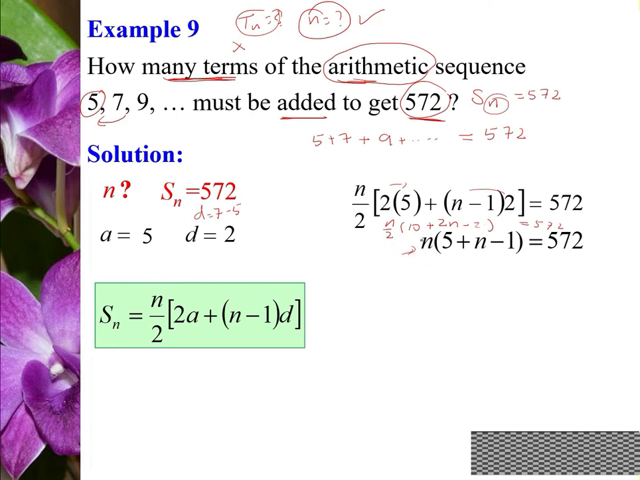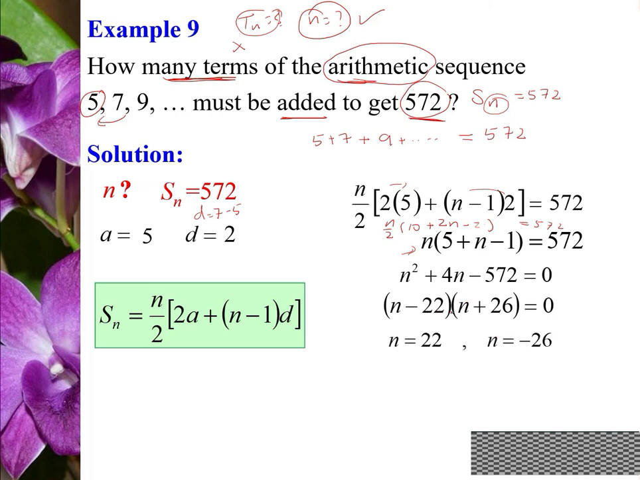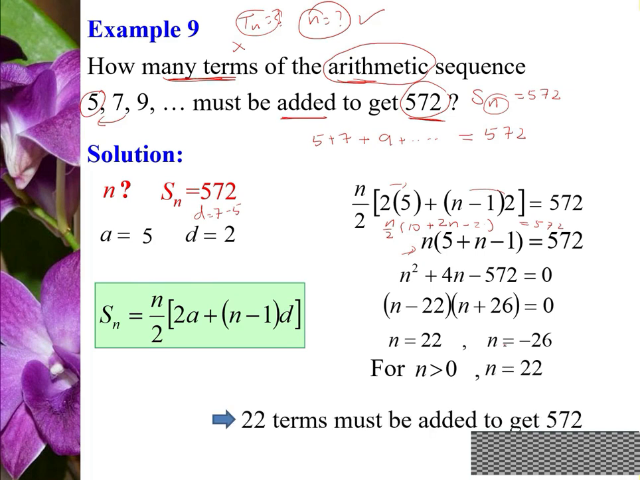Next, just expand and you get the quadratic equation. Move 572 to the left and factorize. You get 22 and negative 26 for the n. Well, what is n? n is the number of terms. Is it logical to have a negative number of terms? Well, no. So that's why we only take the positive number of terms. So n is equal to 22. And that's your answer.